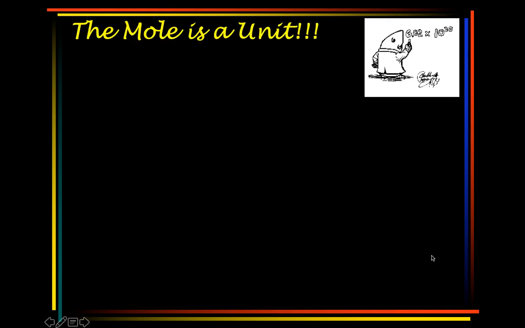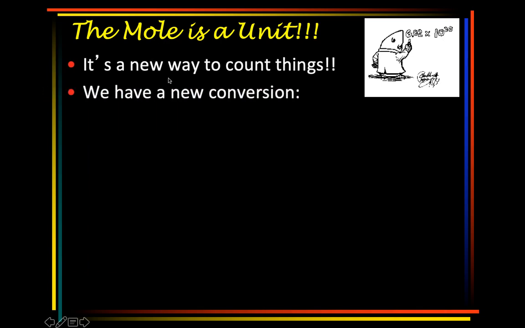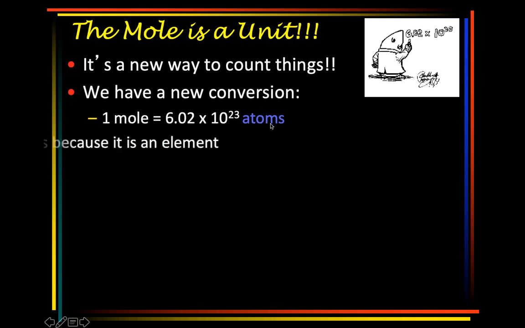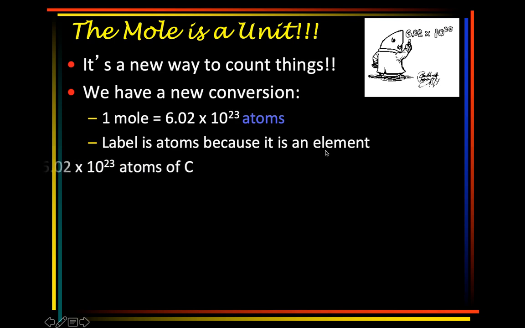Okay, here we go. What do we do with this thing? This Avogadro's number, 6.02 times 10 to the 23rd, and this thing called the mole. What do we do with it? Well, it's a new way to count things. It's a new conversion. So we can say that 1 mole equals 6.02 times 10 to the 23rd atoms, if we're talking about elements.